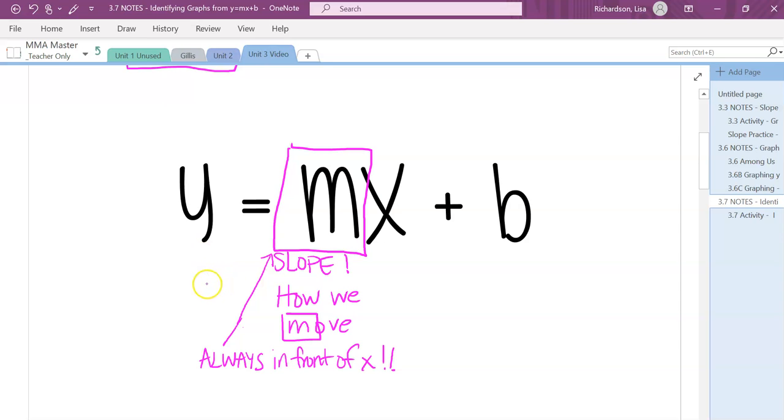When we have a number in front of a letter, the technical term is that it is the coefficient of x. So that means it's the number in front of that variable.